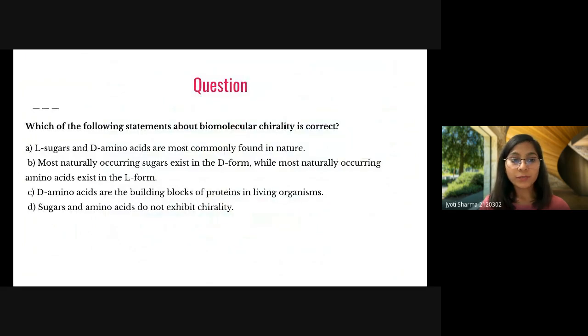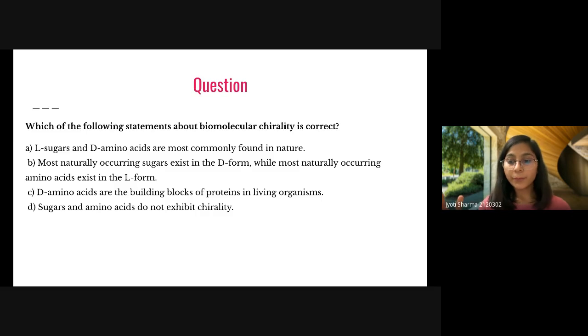The next question is, which of the following statements about biomolecular chirality is correct? The options are: A, L sugar and D amino acid are most commonly found in nature. B, most naturally occurring sugars exist in the D form, while most naturally occurring amino acids exist in the L form. C, D amino acids are the building blocks of proteins in living organisms. And D, sugars and amino acids do not exhibit chirality. So what do you think? What is the right answer for this?